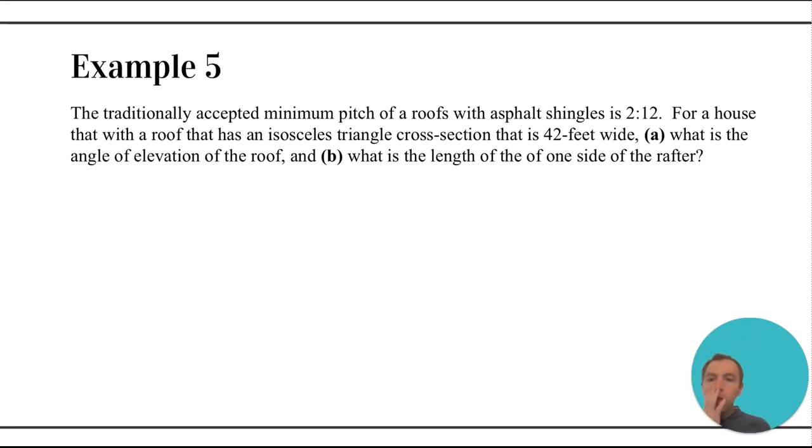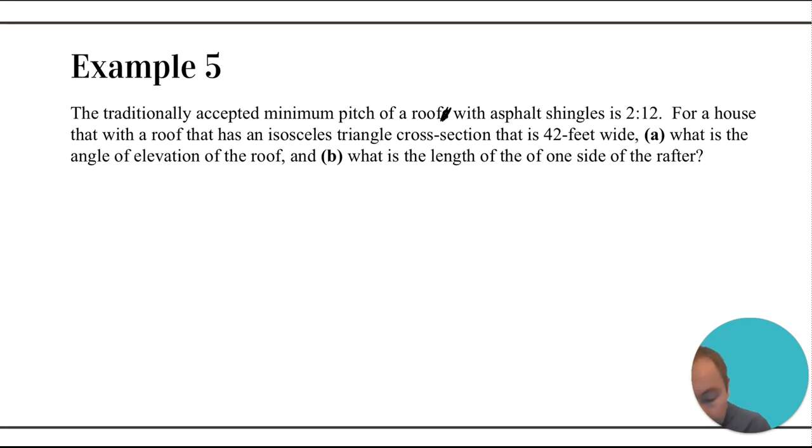Okay. So in this example here, the traditionally accepted minimum pitch of a roof with asphalt shingles is 2 to 12. For a house that has a roof with an isosceles triangle cross section that is 42 feet wide, the first question is what is the angle of elevation of that roof? And the second question is to figure out the length of one side of the rafter.